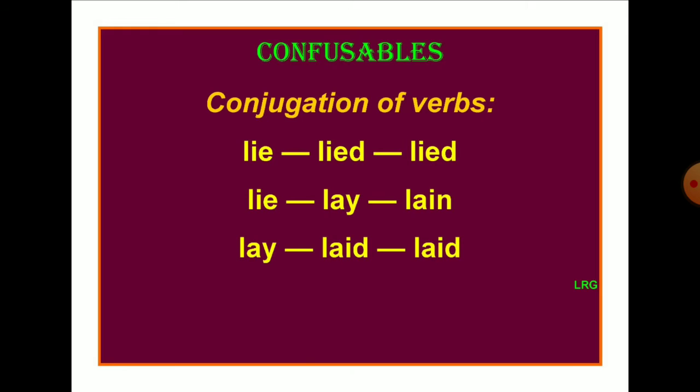The first two verbs, lie, lied, lied, and lie, lay, lain, are intransitive verbs. That is, they don't take an object after them. The third verb lay is a transitive verb and hence takes an object. Let's see how these verbs can be used correctly in a sentence.